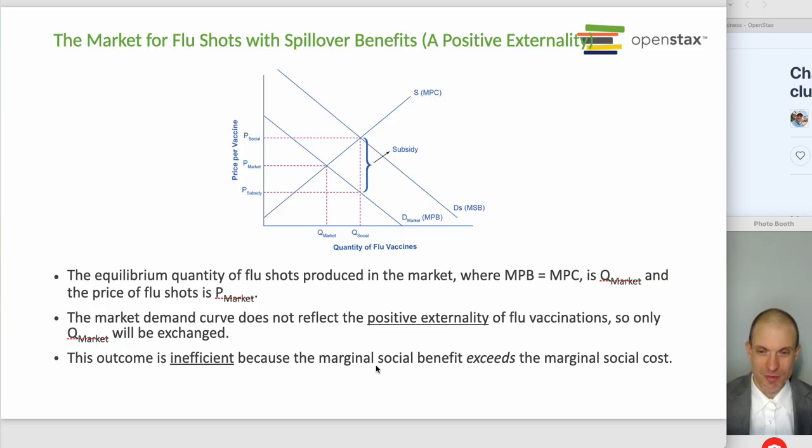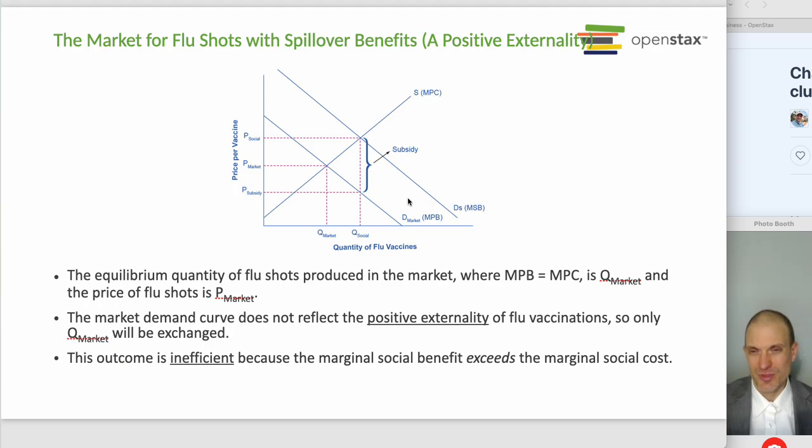This outcome is inefficient because the marginal social benefit exceeds marginal social cost. Anytime, this is like deadweight loss right here. So anytime the marginal social benefit is greater than the marginal social cost, the deadweight loss is right here. So the problem is the marginal social benefit is greater than the marginal social cost, and so there are additional wealth creating or welfare creating gains through, in this case, increasing the quantity.